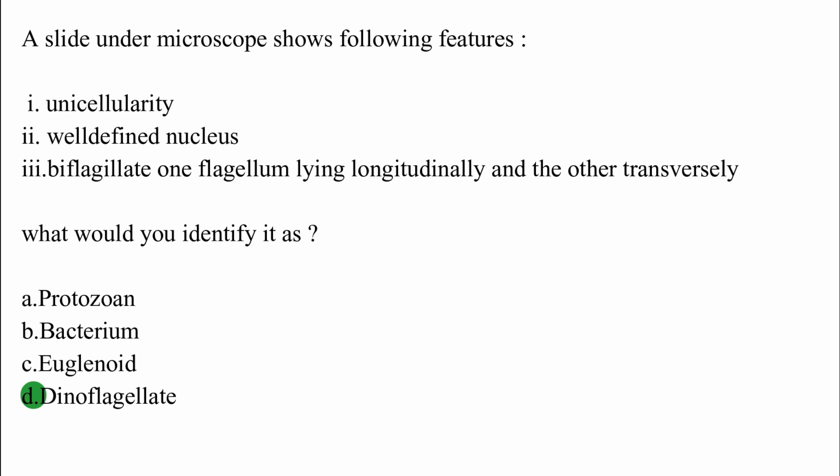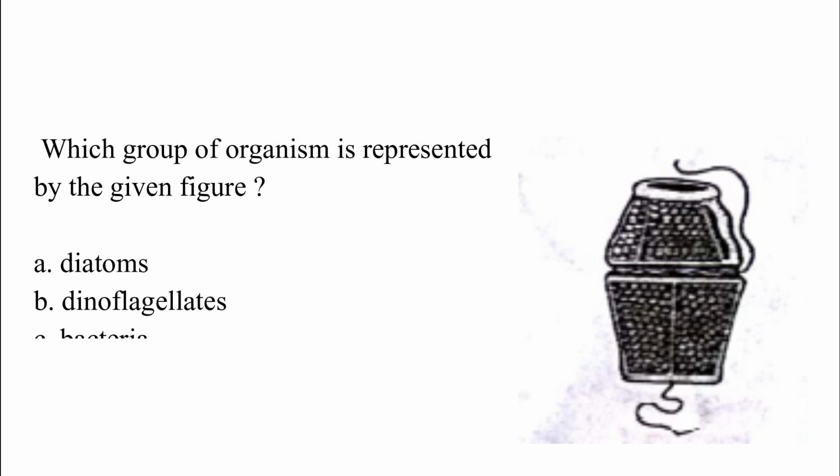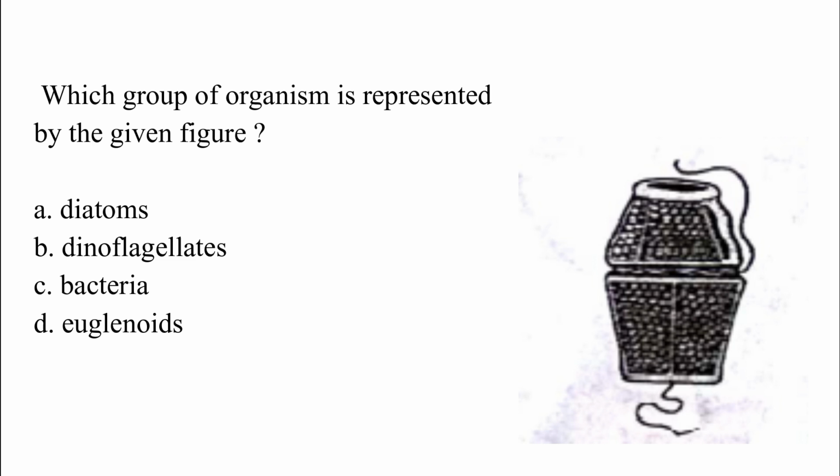Which group of organisms is represented by the given figure? Option A, diatoms. Option B, dinoflagellates. Option C, bacteria. Option D, euglenoids. The correct answer is option B, dinoflagellates, because they have two flagella, one situated longitudinally and the other transversely in this figure.